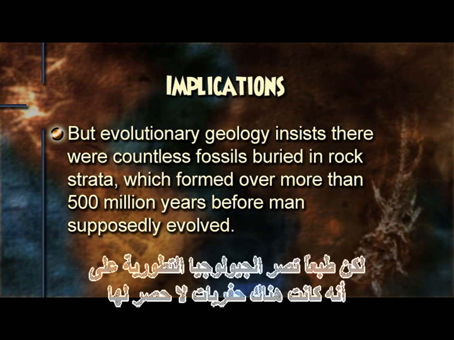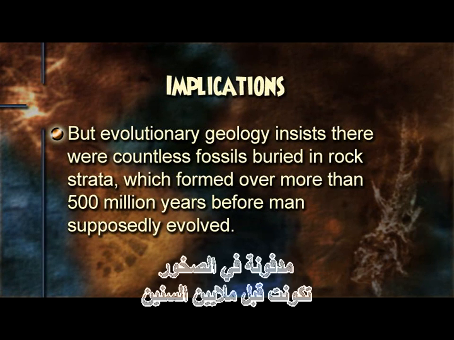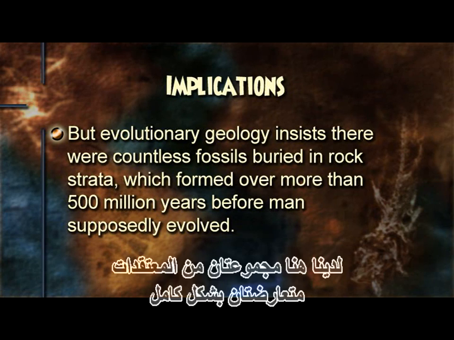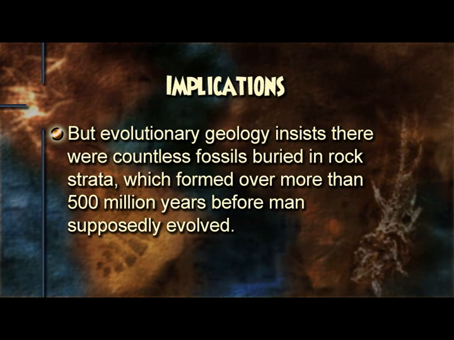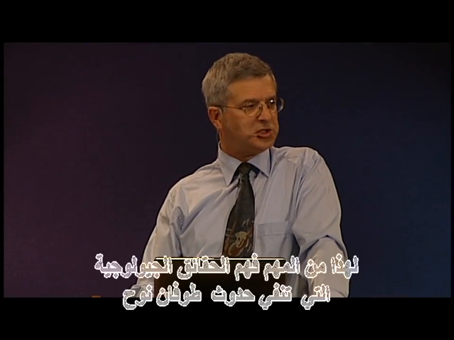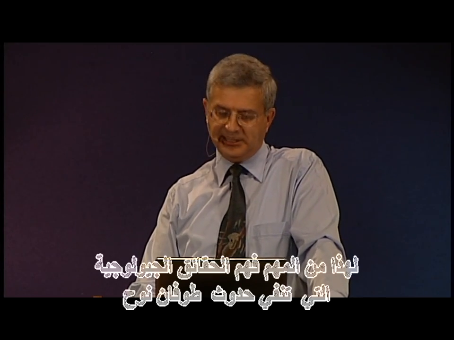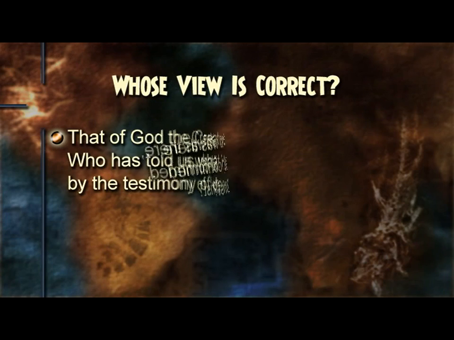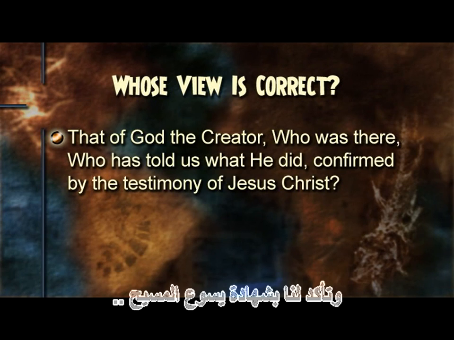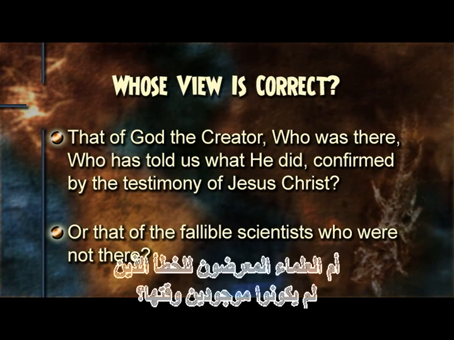But of course, evolutionary geology insists that there were countless fossils buried in rock layers formed over millions and millions, in fact at least 500 million years before man supposedly arrived. We've got two diametrically opposed belief systems here. You see, that's why the evidence matters. That's why understanding the geological evidence that teaches that Noah's flood really did occur. Because whose view is correct? That of God the Creator who was there, who has told us what he did, confirmed by the testimony of Jesus Christ, or that of the fallible scientists who were not there?